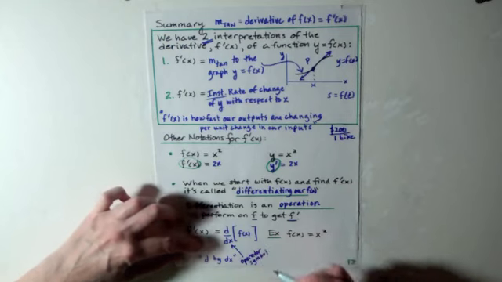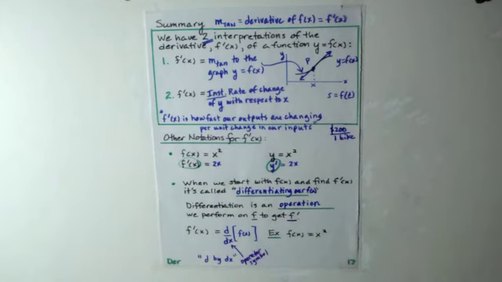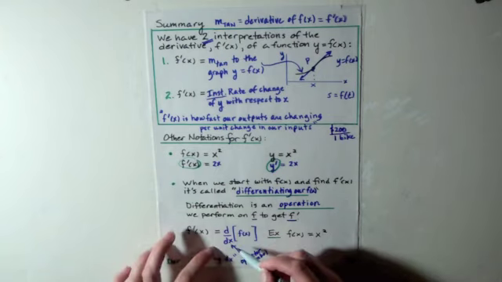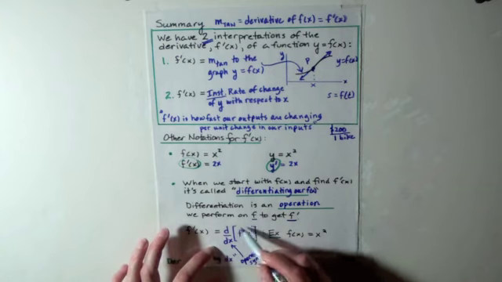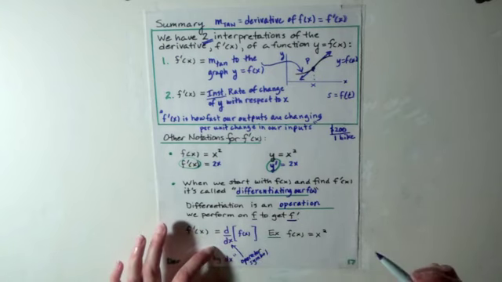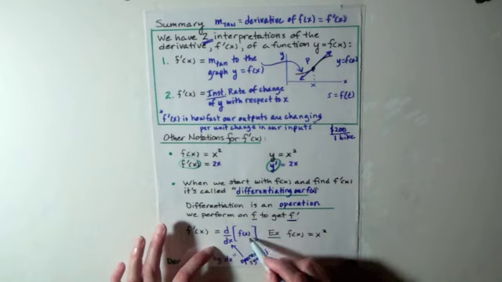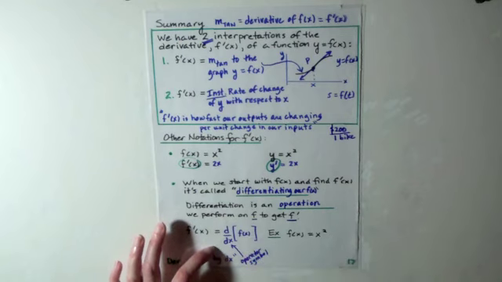kind of like a square root symbol. If you say square root of x, it says take whatever number x is and find its square root. D by dx says take whatever function is inside here and find its derivative. Differentiate the function that you find inside of the square brackets.